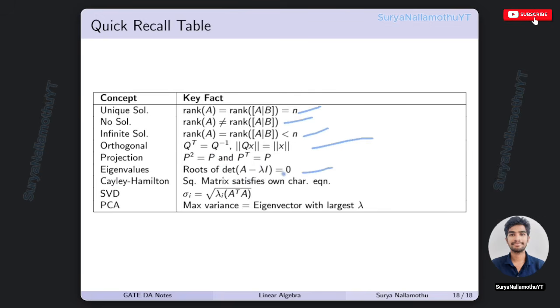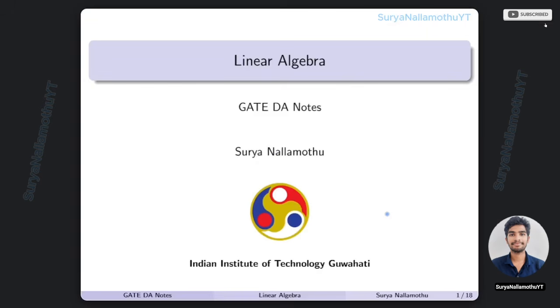Determinant of A minus lambda I is equal to 0. For the Cayley-Hamilton theorem, a square matrix satisfies its own characteristic equation, so we need to find the characteristic equation. For SVD, we find the singular values by applying this. So this is all about linear algebra. These are all the points related to linear algebra.